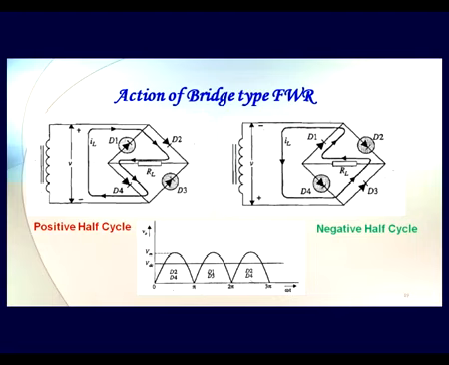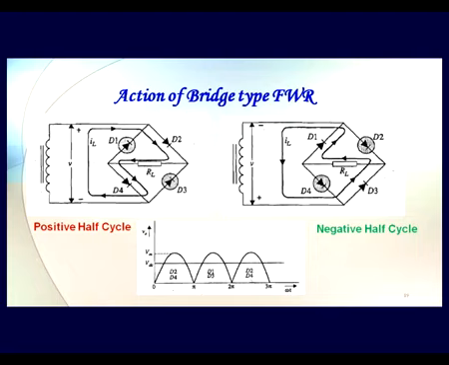Now if we go to the action of the bridge type full wave rectifier, here I have shown you on the left hand side the positive half cycle. In the positive half cycle, here there is no center tap. This is a single secondary with a single winding. Then positive is here. So this diode is going to conduct through D2, through RL, through D4, it is going to come back. So this is the direction of current in the positive half cycle.